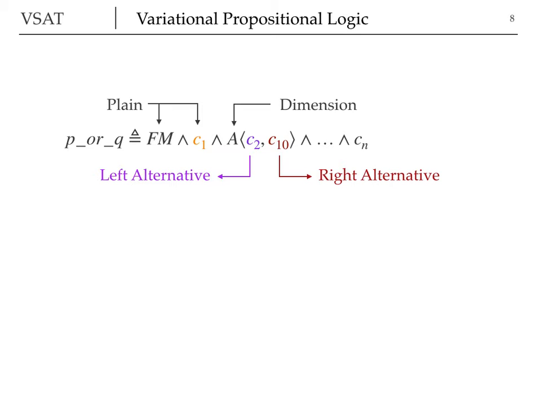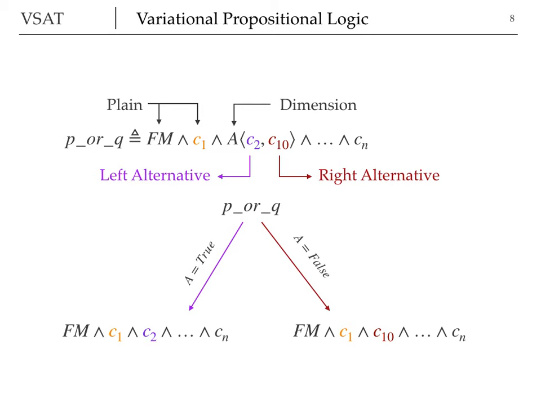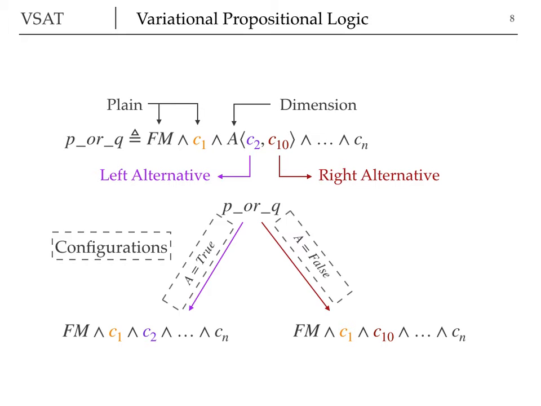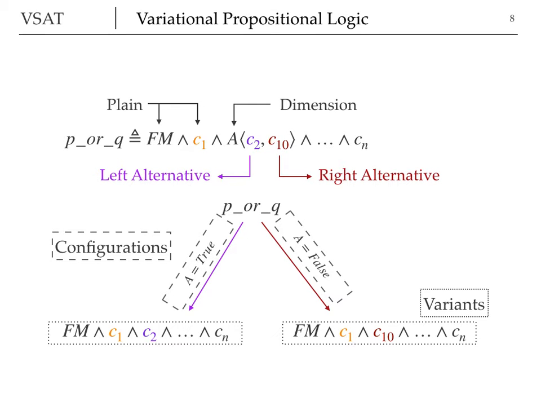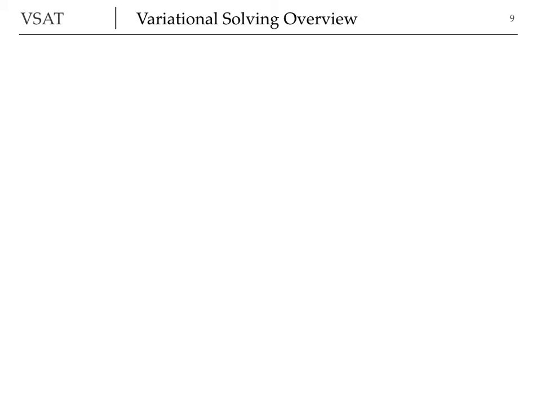Now to go from a variational propositional logic formula to a propositional logic formula, we will configure this choice. So given P or Q, if we set our dimension to true, then we will recover P by replacing our choice with the left alternative, C2. And if we set A to false, we'll recover our right alternative, which is C10 in this case. We call the associations between dimensions and Boolean variables configurations, and we call the propositional formulas that result from being configured variants.